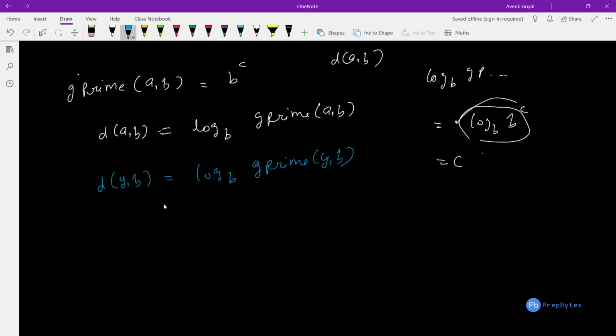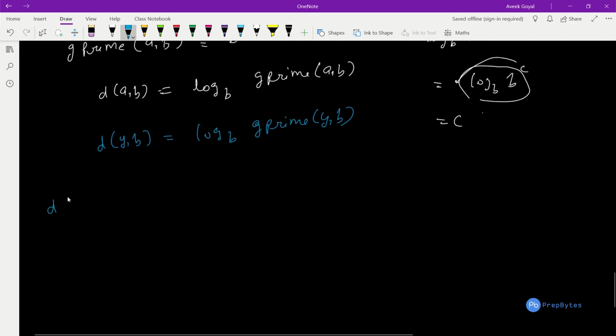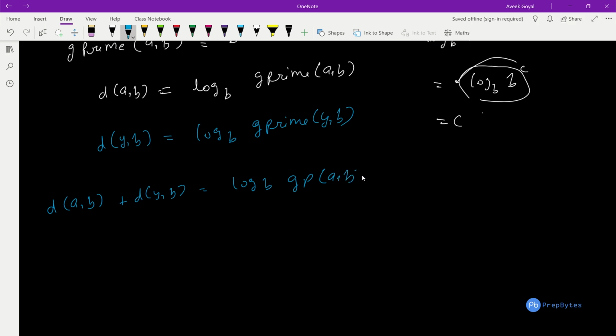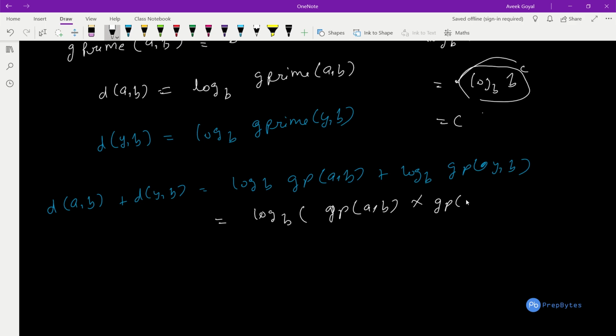Fine. Okay, now after this let's just add these 2 points. So if we have d(a, b) plus d(y, b) equals log_b g'(a, b) plus log_b g'(y, b). Now what will happen? Can you guys think about it? What is the log property of log a plus log b? So log b will come here, and it is g'(a, b) multiplied by g'(y, b). Fine, this number.